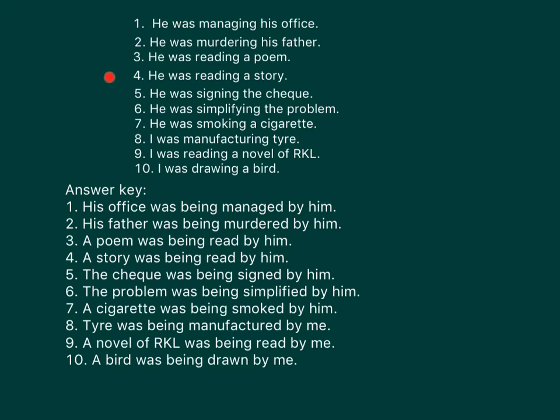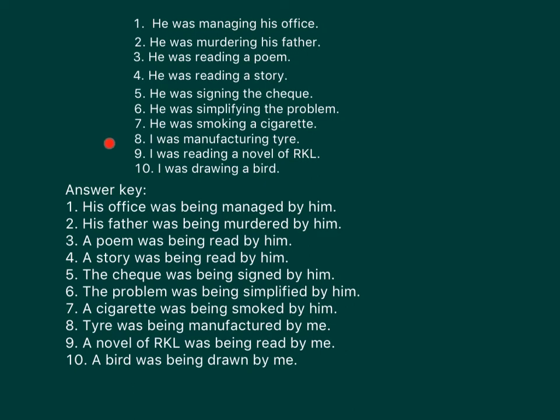Number 4. He was reading a story. Passive voice. A story was being read by him. Number 5. He was signing the check. Passive voice. The check was being signed by him. Number 6. He was simplifying the problem. Passive voice. The problem was being simplified by him. Number 7. He was smoking a cigarette. Passive voice. A cigarette was being smoked by him.